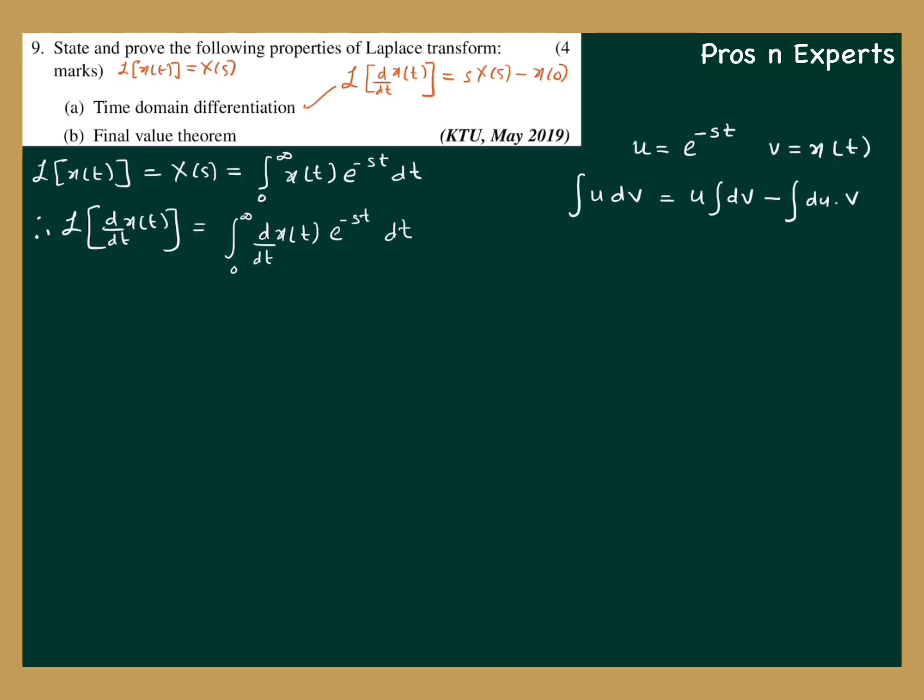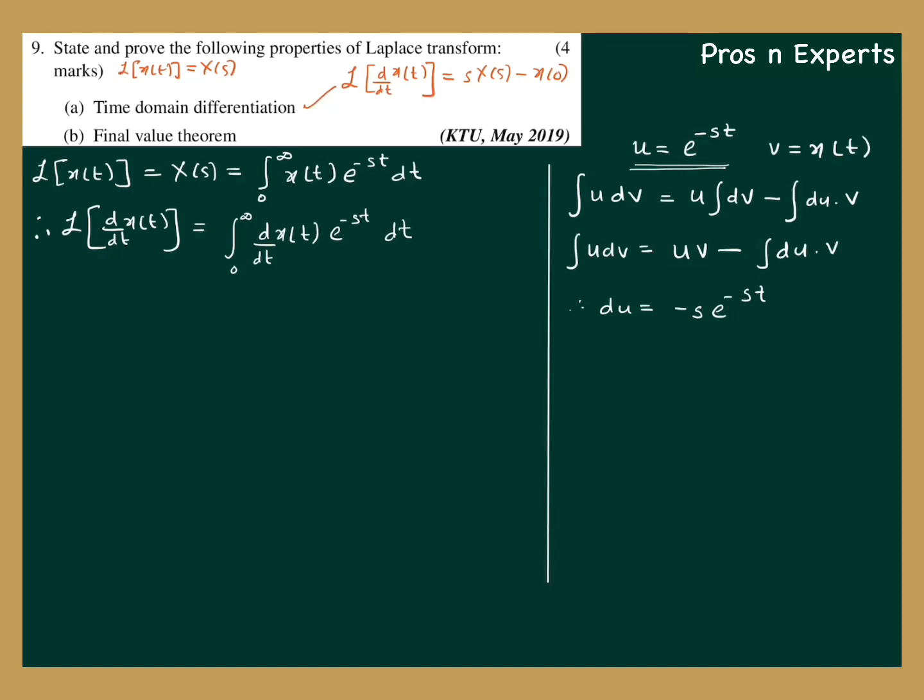Okay, so what happens is the integral of u dv becomes u into the integral of dv, which is v itself, so uv minus the integral of v du. Now what is du? U is equal to e raised to minus st. Therefore I can write du as the derivative of e raised to minus st with respect to t, which gives minus s into e raised to minus st.